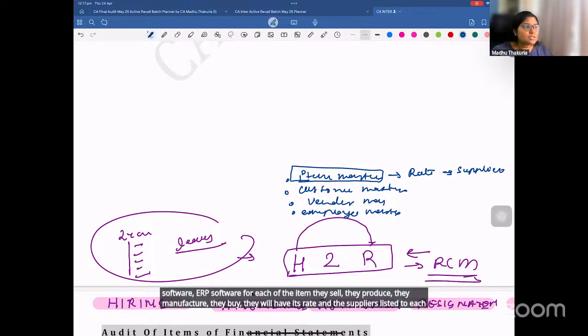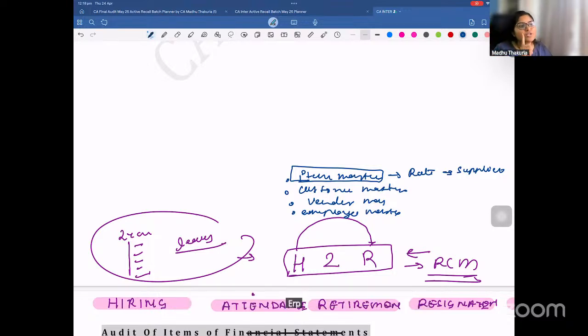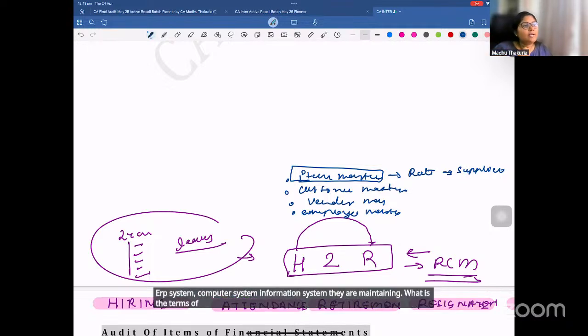So sometimes you ask how do we check if it is a genuine supplier, genuine customer? Because whenever the entity approves a customer or a supplier, they will have to feed all that information into the ERP system, the information system they are maintaining. The terms of agreement with those vendors or suppliers or the employee, everything gets fed over there. So you ask, okay, how do we check the controls?